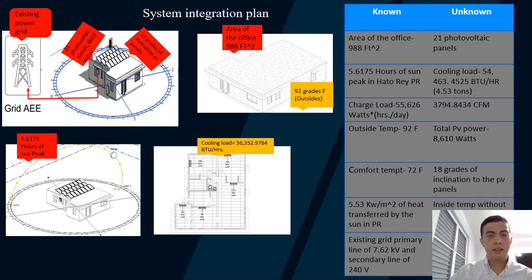In the right picture, we have the cooling load, that is the evaporators producing the cooling of the house. And we have the outside temperature, the area available to assemble the condenser and the photovoltaic system. And in the left image, we have the whole system integrated in the house, where we have the battery, the solar, the hybrid inverter, and the existing power grid.